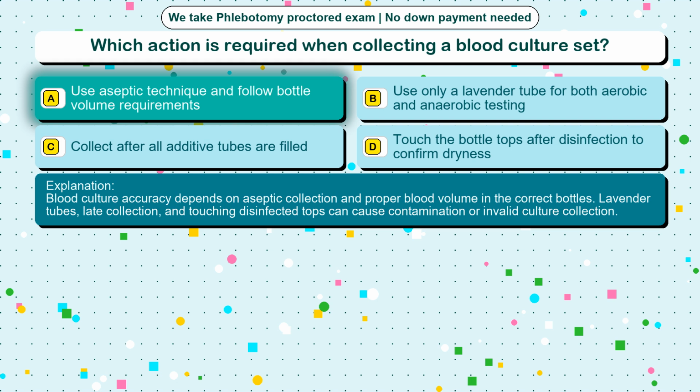Blood culture accuracy depends on aseptic collection and proper blood volume in the correct bottles. Lavender tubes, late collection, and touching disinfected tops can cause contamination or invalid culture collection.